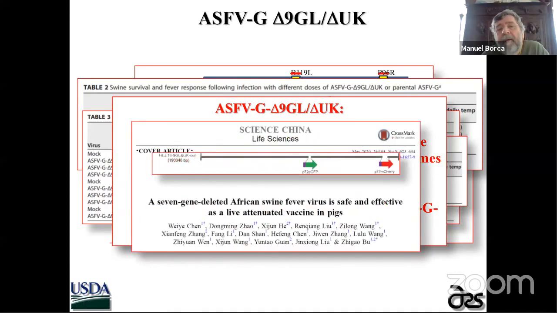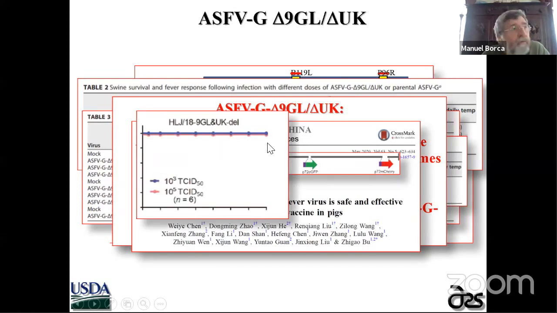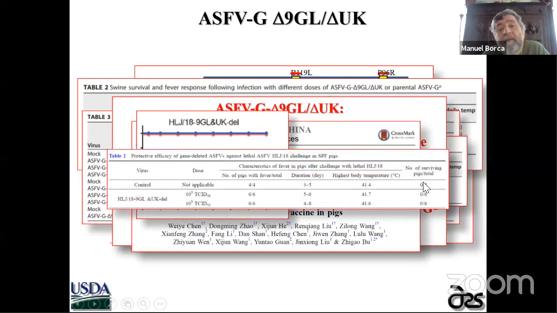Another interesting piece of information is that in Dr. Booth's paper, they also produced a virus that has a 9GL deletion and a UK deletion. Of course, the virus they produced was attenuated in animals, but the problem was that this virus, the 9GL UK version from Dr. Booth's lab, did not protect against the challenge. That really surprised us, because we tested our version of 9GL UK several times at Plum Island, and we couldn't understand what the differences could be. And still, we don't understand. We're working a little bit on that.